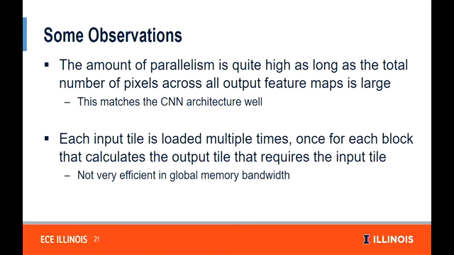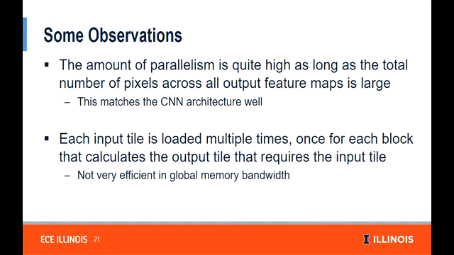And each input tile is loaded multiple times. This is actually a little bit unfortunate. It is loaded once for each block that calculates an output tile that requires the input tile. Let us remember that all the outputs require input from all the inputs, right? So all the 3 input feature maps in that example contribute to the output. But if you have multiple outputs, you can turn around and see that each input will be used multiple times, once for each output, right?